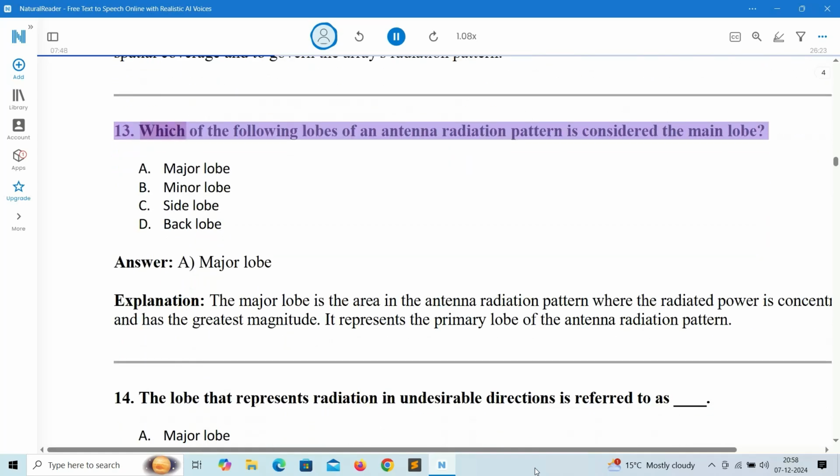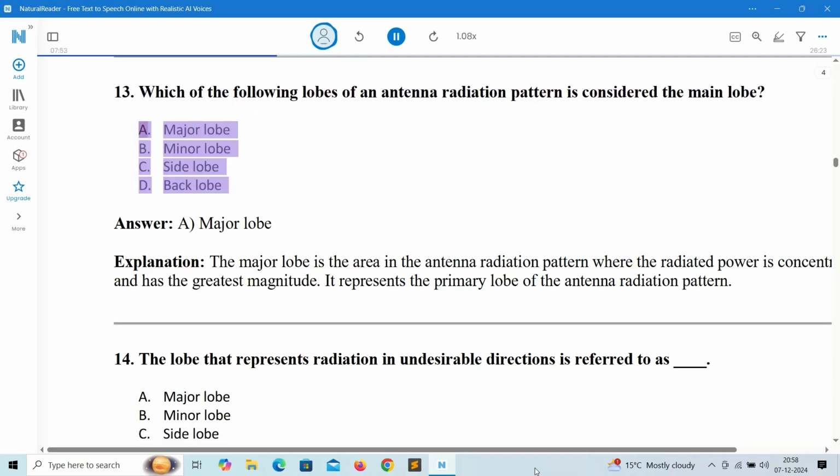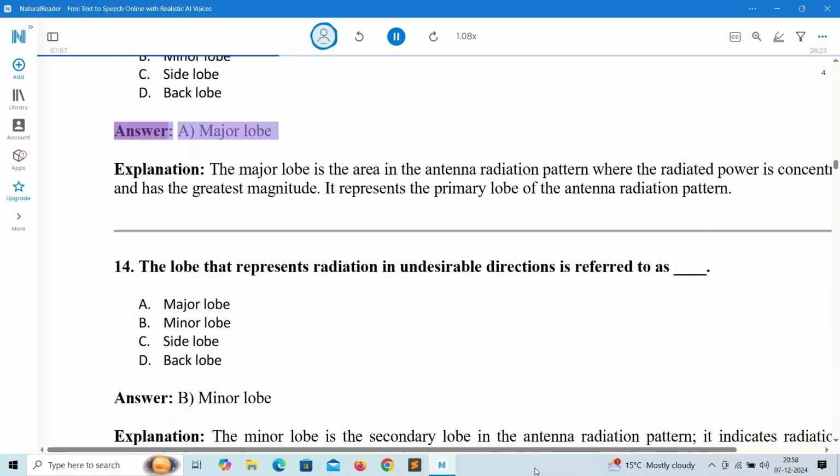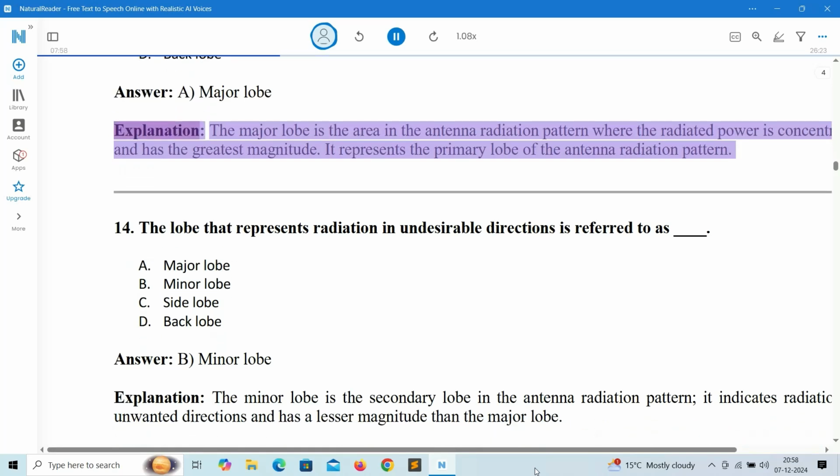13. Which of the following lobes of an antenna radiation pattern is considered the main lobe? A. Major lobe. B. Minor lobe. C. Side lobe. D. Back lobe. Answer: A. Major lobe. Explanation: the major lobe is the area in the antenna radiation pattern where the radiated power is concentrated and has the greatest magnitude. It represents the primary lobe of the antenna radiation pattern.